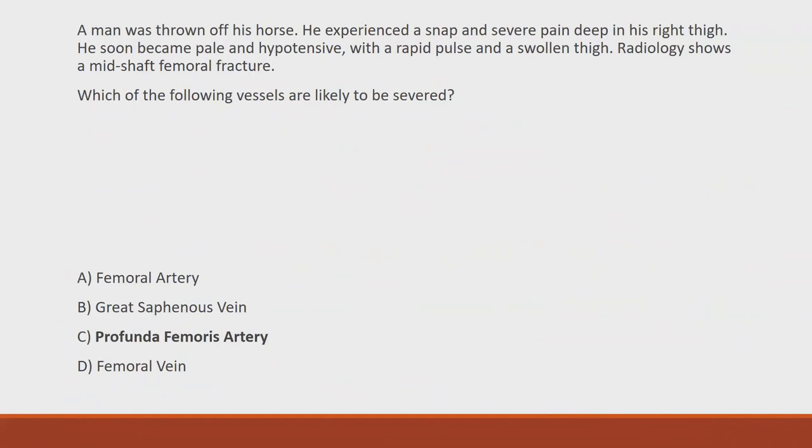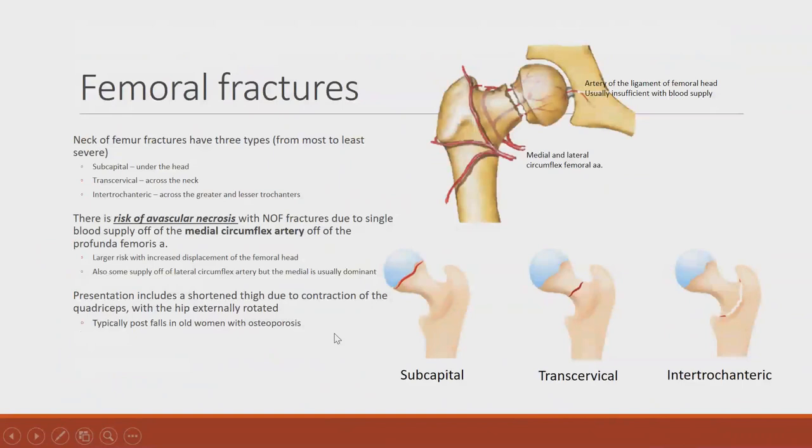So kind of like your mid-shaft humeral fracture where your profunda brachii artery is at risk of being severed along with your radial nerve. Over here, you've got your profunda femoris artery in the mid-shaft femoral fracture that's likely to be damaged, all right? So femoral fractures, we all know about the neck of femur fracture. And do we know why that's dangerous?